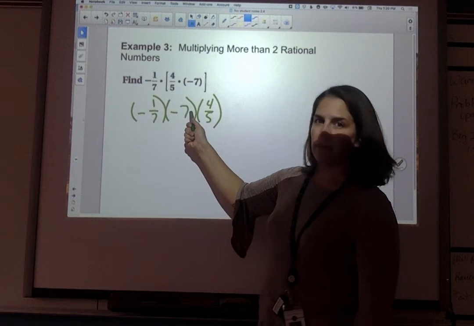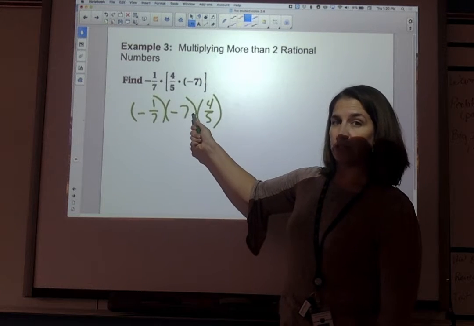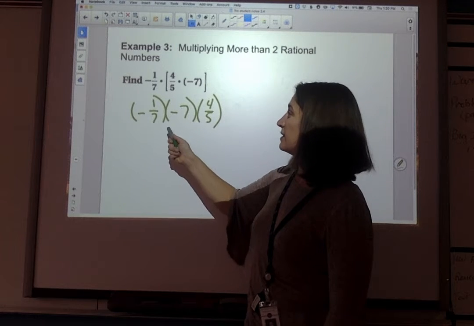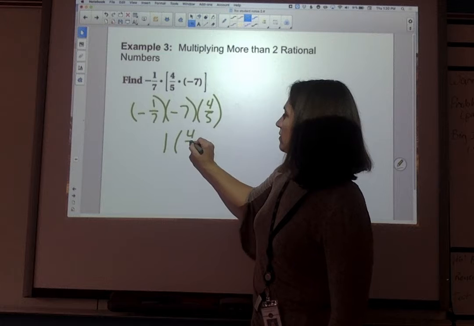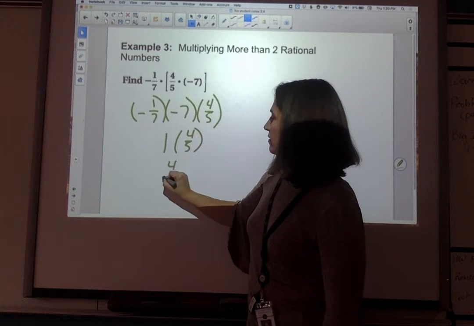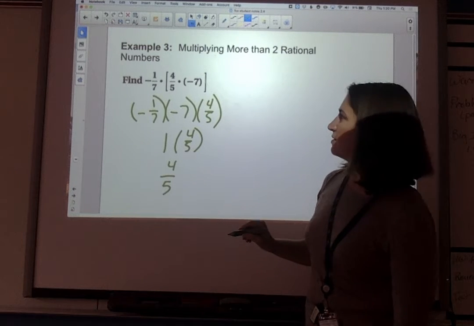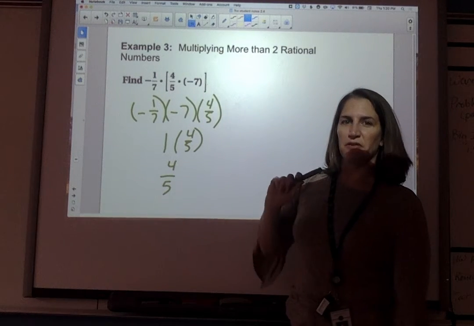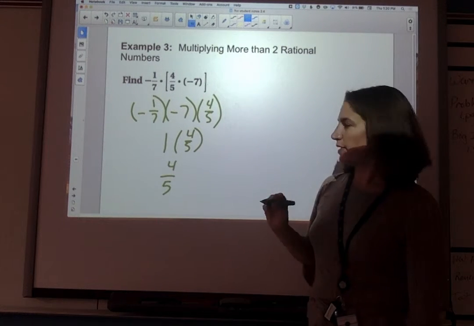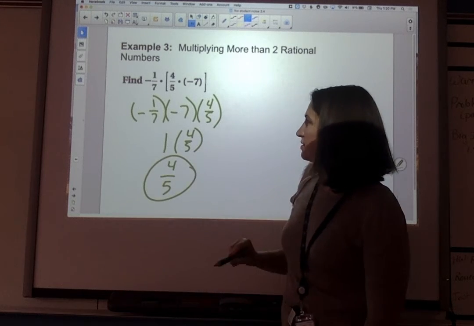Negative 1/7 times its reciprocal, which is negative 7, gives us positive 1. 1 times 4/5 is 4/5. A negative times another negative makes it positive. So in the end, this should be positive 4/5.